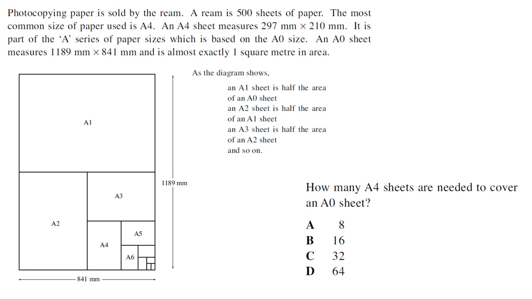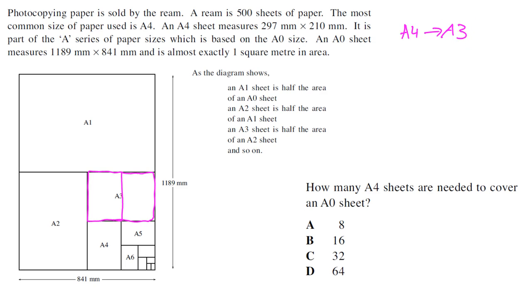Okay, we'll start working our way up. We'll say first, how many A4 sheets do we need to cover an A3 sheet? Okay, we know, even from the diagram, that an A4 page is half the size of an A3 page. So, we need 2 A4 pages to cover an A3 page.